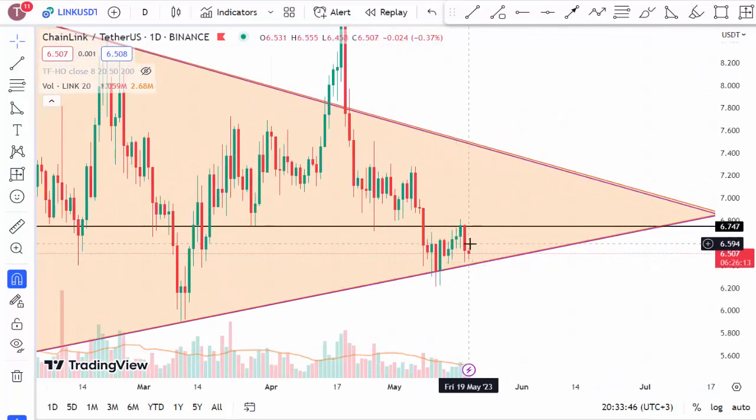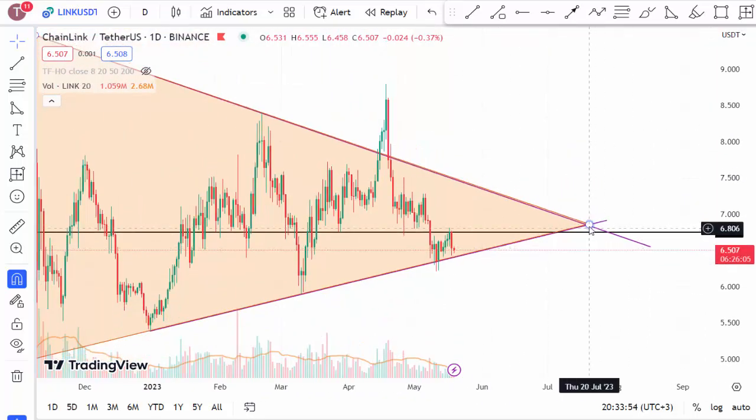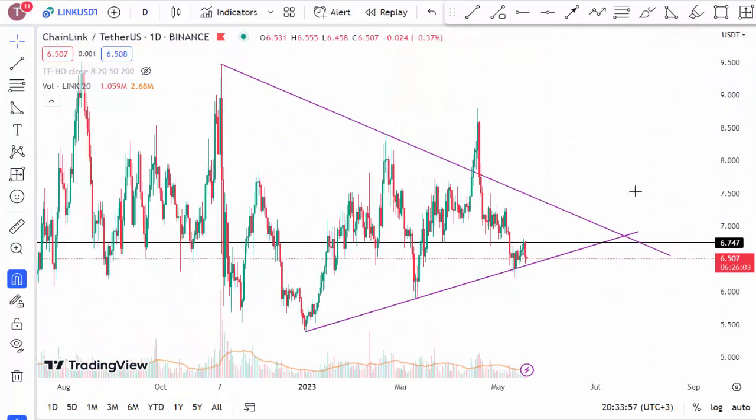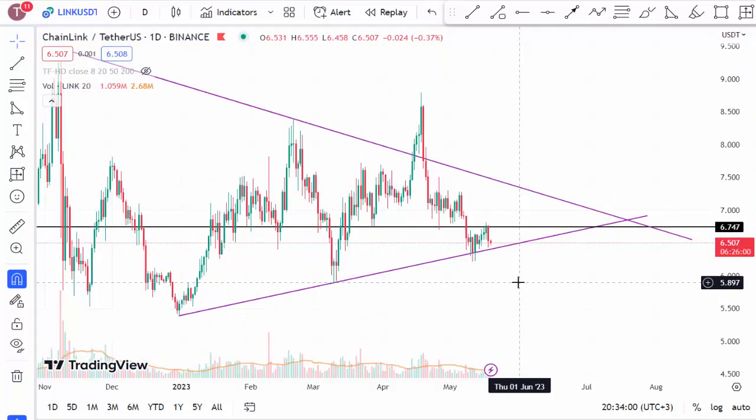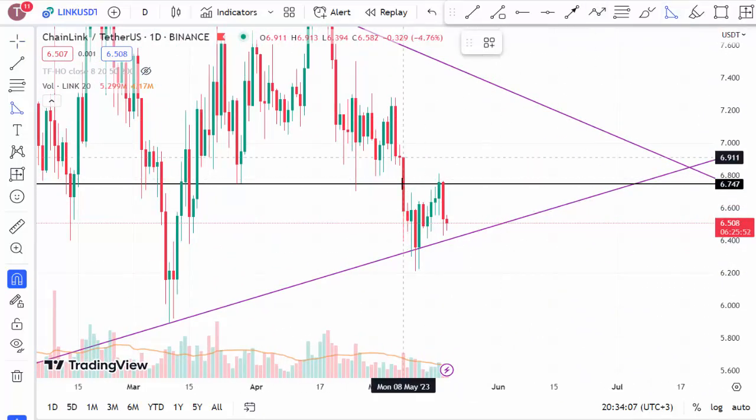Currently, it is expected to have an upward reaction from this point and reach the channel resistance, which would be a favorable situation for us. Let's mention this. Additionally, in the short term, we can say that it is also within a rising triangle formation. If we draw this small triangle, we can see that it exists.